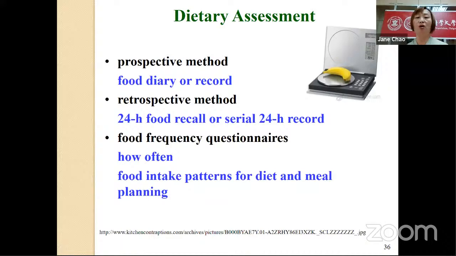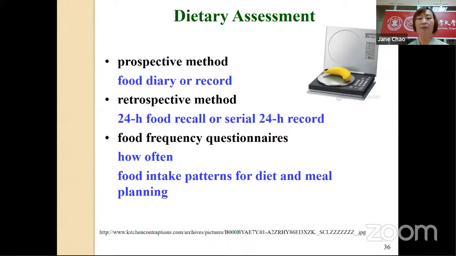So what are the retrospective methods for dietary assessment? We can use the 24-hour dietary recall or a serial 24-hour recall, which means more than one day. So even for one day, you cannot memorize yesterday's dietary intake. You cannot memorize three days ago, right? So those are the difficulties, maybe for us and for all the elderly because of their poor memory.